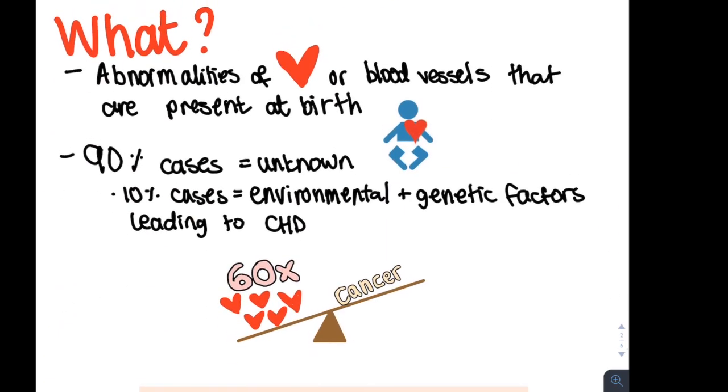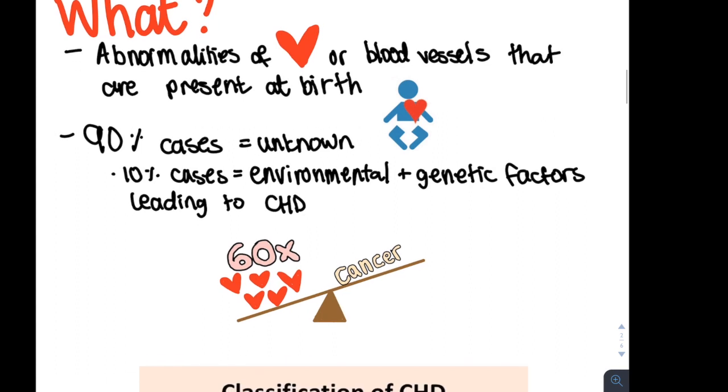So, what is congenital heart disease? It's actually just abnormalities of the heart or the blood vessels around the heart that are present at birth. About 90% of these cases have no known cause. However, the other 10% are due to environmental or possibly even genetic factors. It's actually 60 times more likely for your baby to end up with a congenital heart disease than it is for them to be born with cancer.